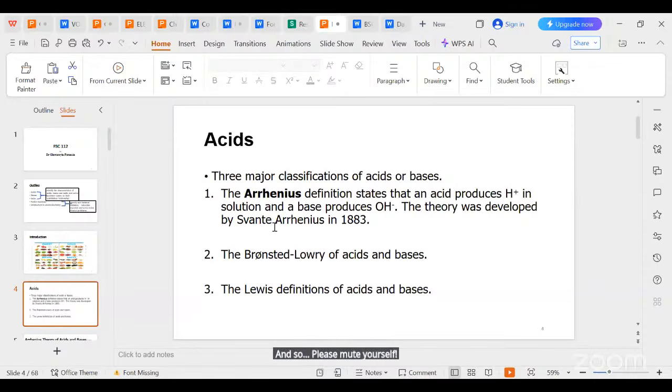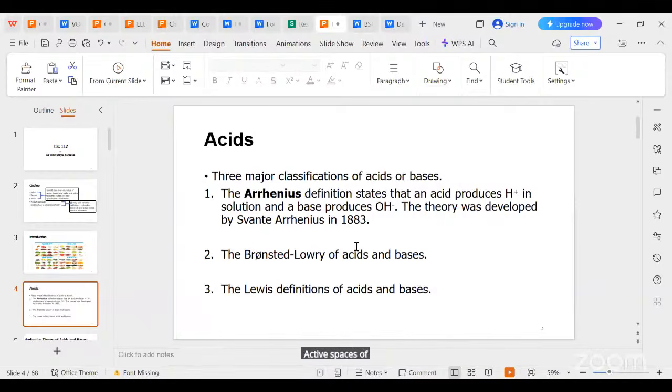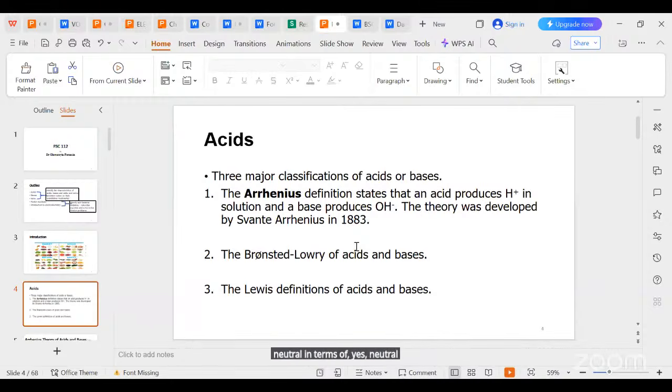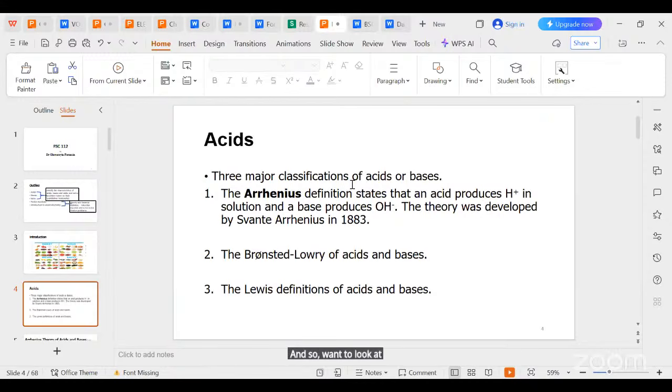So, in chemistry, the reagents, the things we work with, can generally be classified as acids, bases, or salts, although there are other classifications. But primarily, anything you use can either be acidic, basic, or neutral. And then we have another class of things we call salts. And so, we want to look at this classification based on acidity.